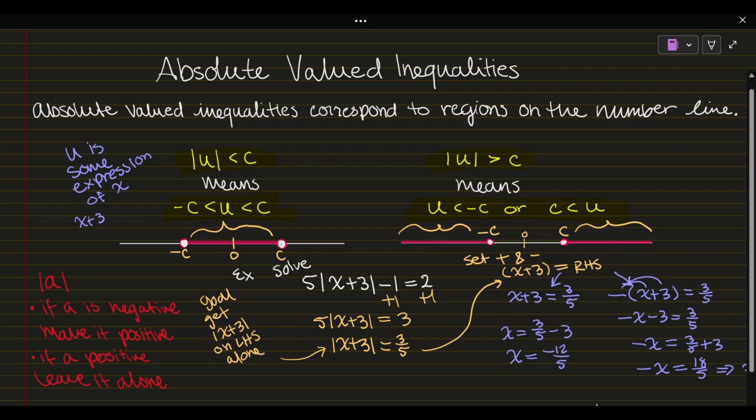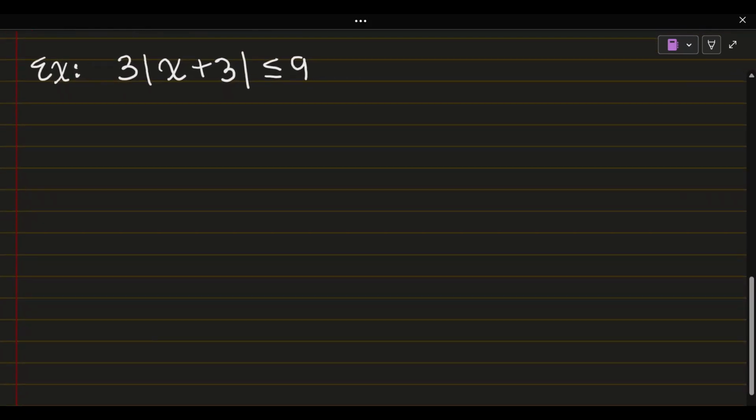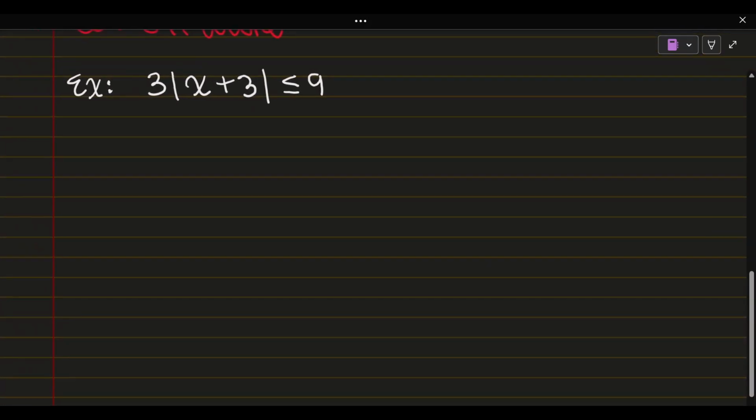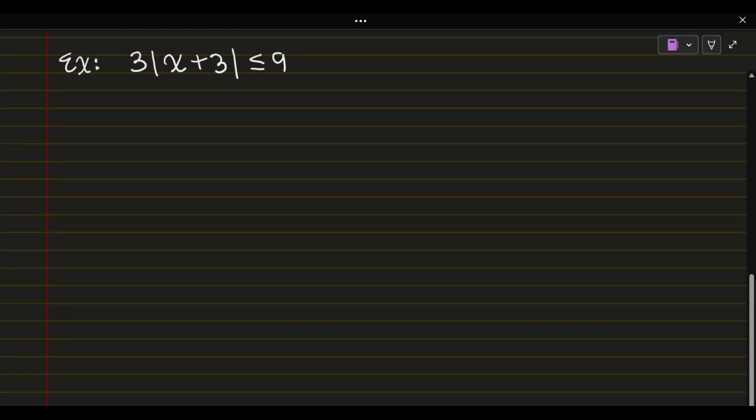Okay, so let's apply that to some problems here. For example, 3 times the absolute value of x plus 3 is less than or equal to 9. So I need to do the same thing that I would do to solve an absolute value equation. My first step is to get the absolute value expression on the left-hand side alone. So get, in this case, x plus 3 in absolute value on the left-hand side alone.